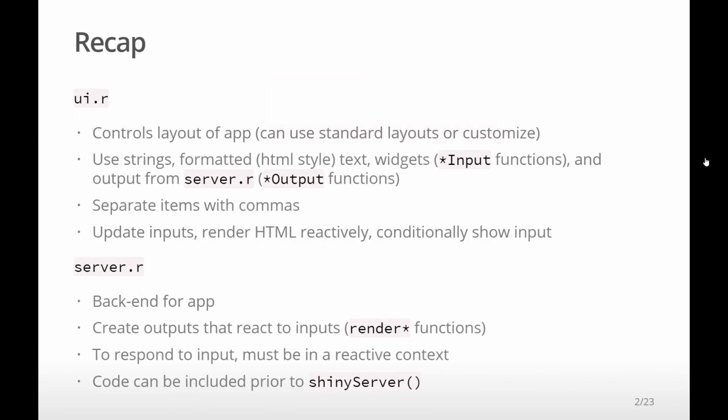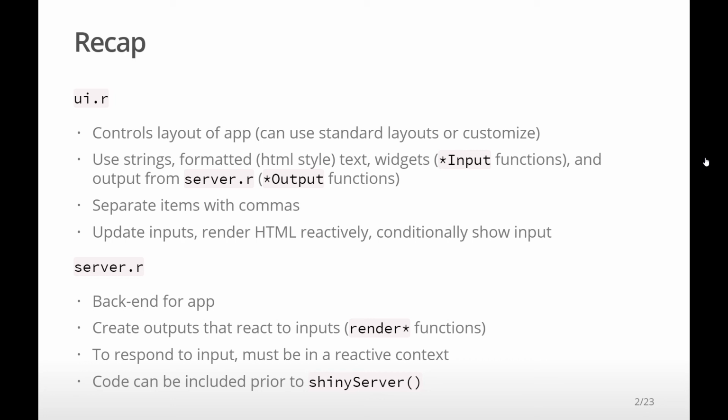So first, of course, always good to start with a recap. Remember, we have these two files, these two sections of our app that we really need to think about. The user interface, there are four basic things we put in there: plain strings, formatted text, widgets or input functions, and then output from the server. We can update those things dynamically and change our UI using either the update functions, conditional panels, or the UI output.